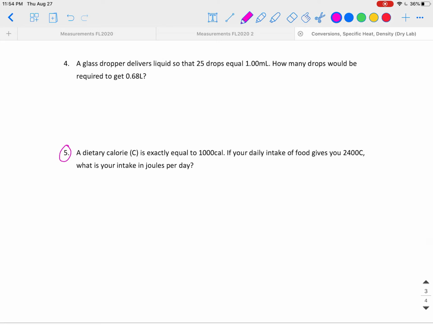It says this: a dietary calorie, this is a capital C, is exactly equal to 1,000 calories with a lowercase c. If your daily intake of food gives you 2,400 capital C calories, what is your intake in joules per day? So we want our answer, it'll be some number with units of joules per day, okay?